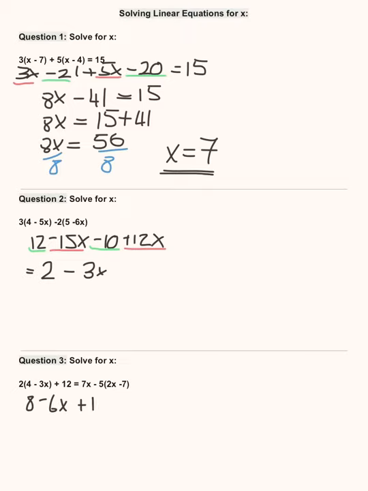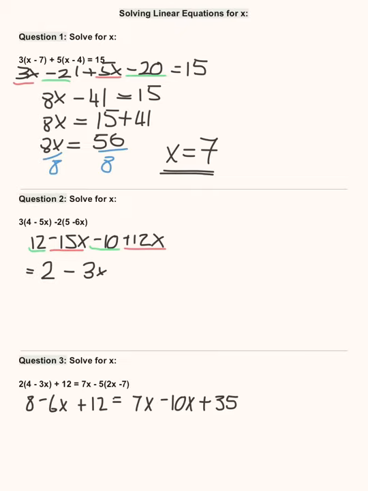Plus 12 equals 7x, and then my next bracket is minus 5 bracket 2x minus 7, so let's multiply that out. Minus 5 times 2x is minus 10x. Minus 5 multiplied by minus 7 gives me positive 35. Minus times minus is a plus. So let's tidy up both sides now as much as we can.